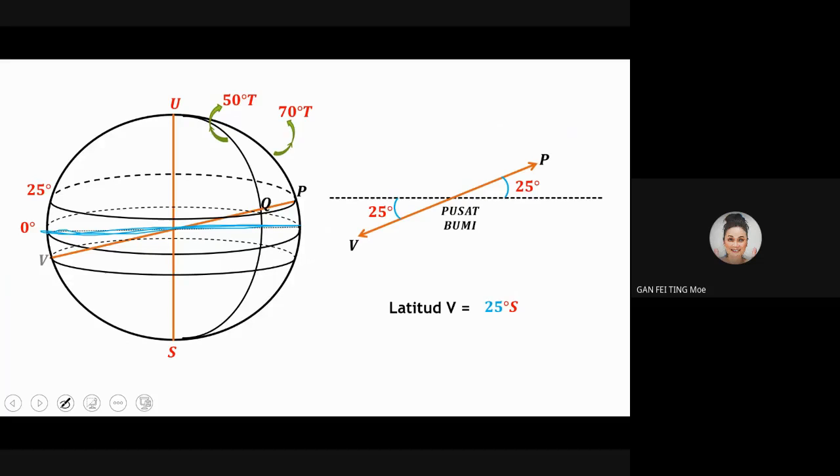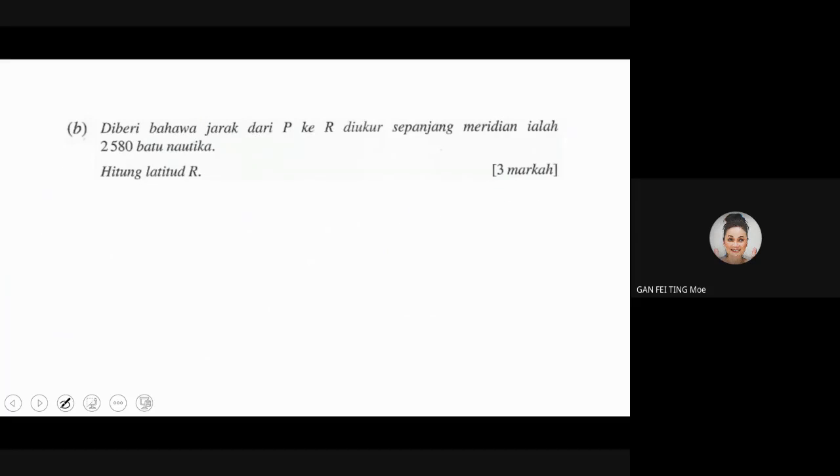Right. So then we continue to the second. Diberi bahawa jarak dari P ke R diukur sepanjang meridian ialah 2580 batu nautika. Hitung latitude R. Okay, so let's go to the diagram.